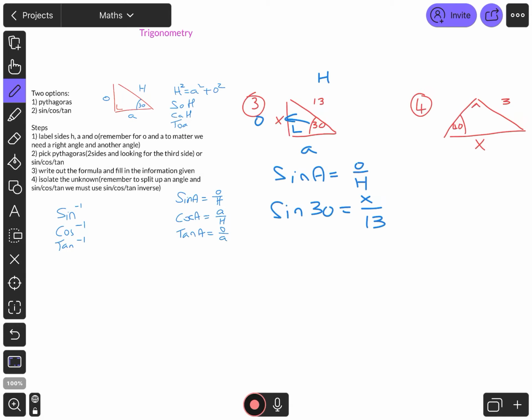And my last bit then, so I've done my third one. The last bit is isolate the unknown. So I need to isolate the unknown. So this is my unknown. I need to get it on its own. So this here, I now ask myself, what is that doing on the right hand side? I need to bring it to the left hand side of the equals.